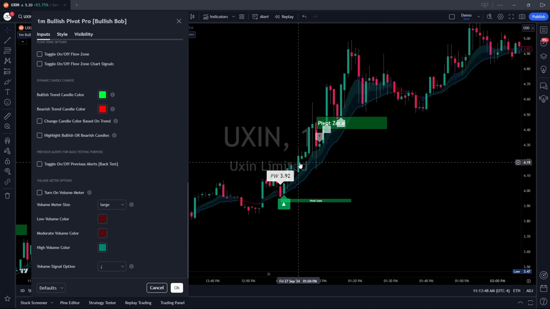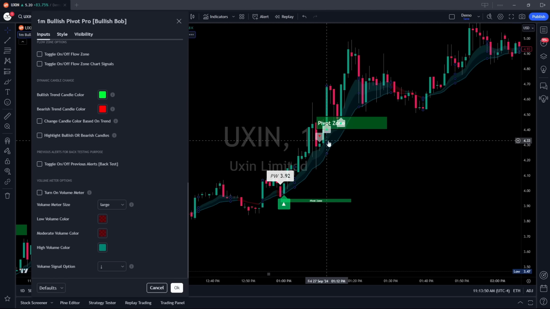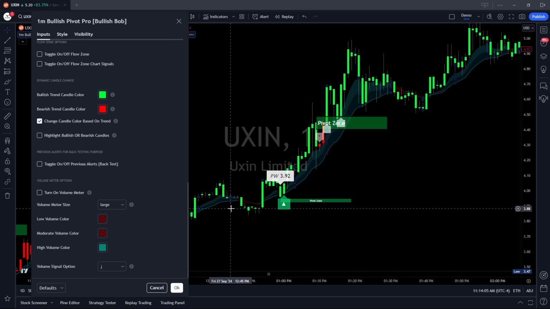To change the colors of the candles based on these zones and trends, let's go ahead and do that right here. Change candle color based on trend. Let's click that on. And when I click off here, you're going to see now that these candle colors are going to change. Now they're all green except for a couple of reds in here. If you find that to be easier, this is a really great way for us to determine, when we pull up a chart, is it bullish or bearish? We can tell now by the color of the candle. So if it's green, it's bullish.